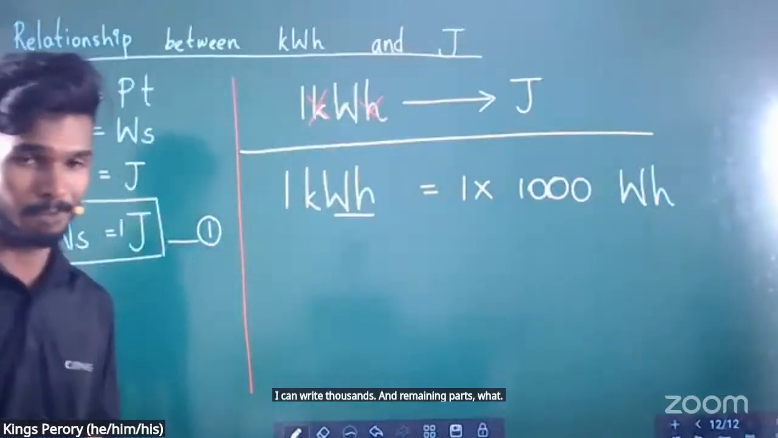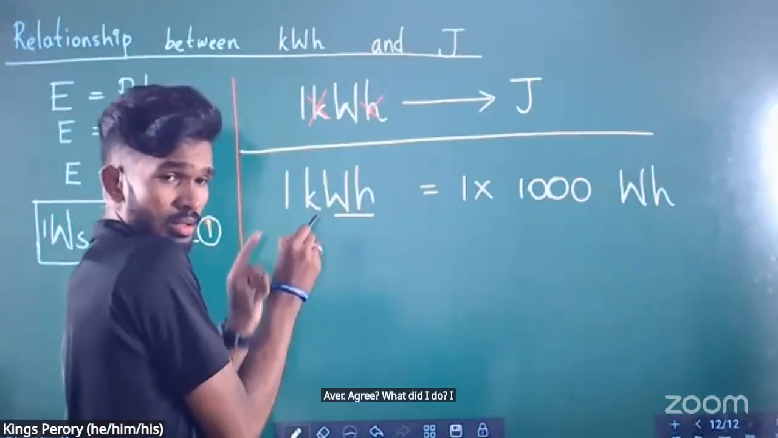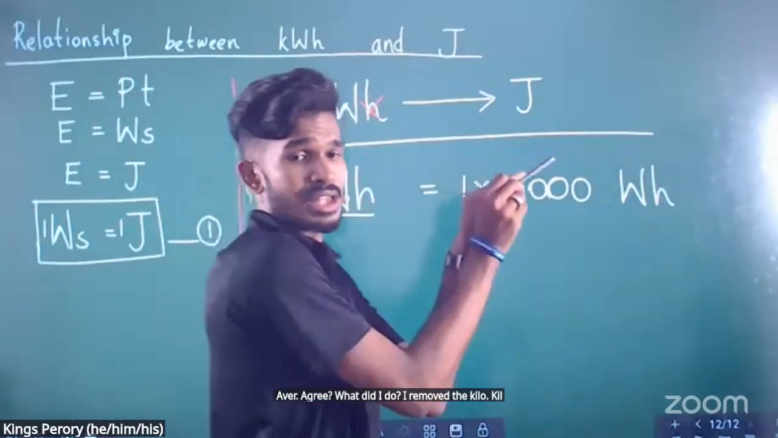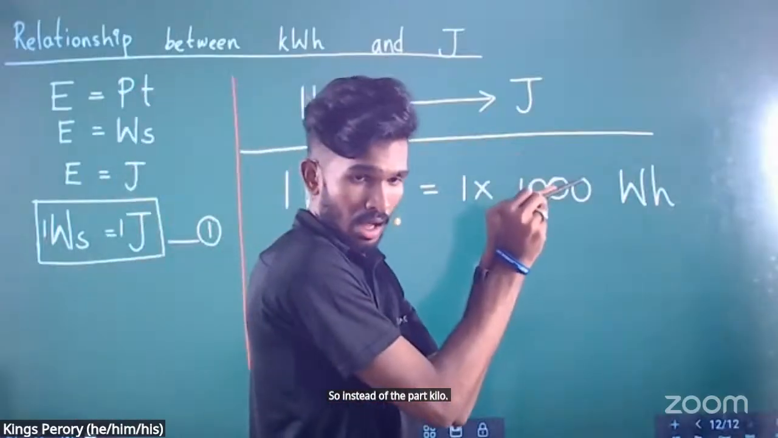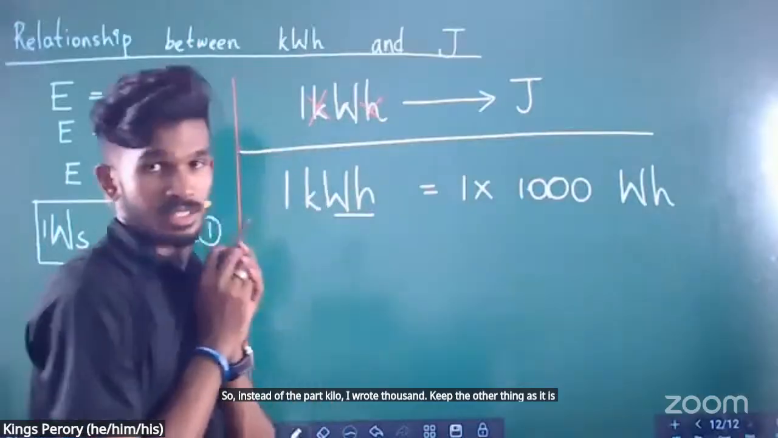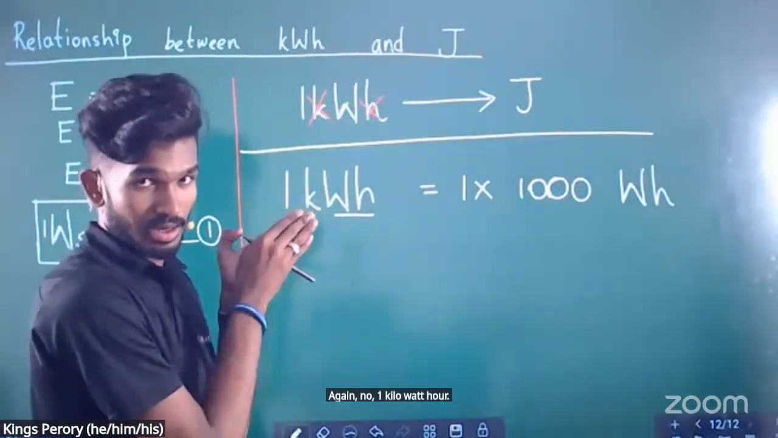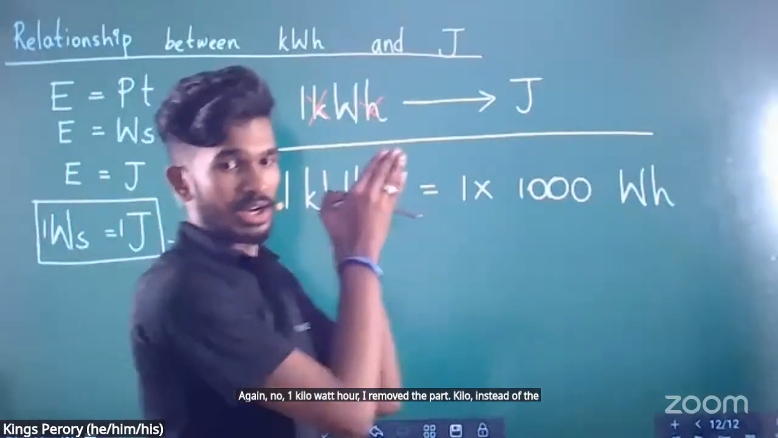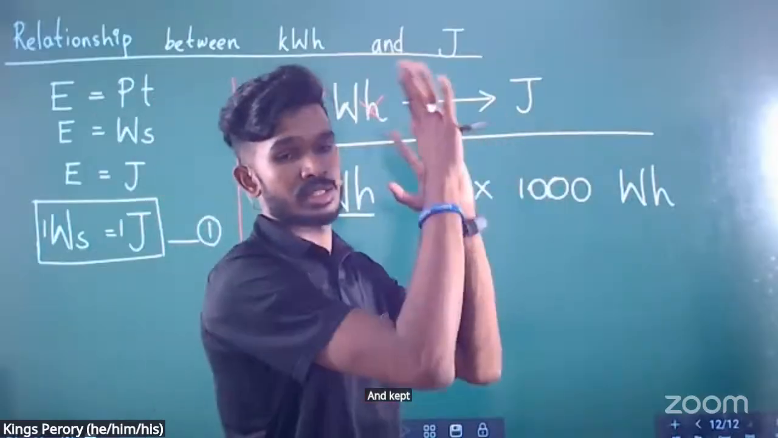Agree? Yes. What did I do? I removed the kilo. Kilo means 1000. So instead of the part kilo, I wrote 1000 and kept the other thing as it is. Again, look, 1 kilowatt hour. I removed the part kilo. Instead of the part kilo, I wrote 1000 and kept whatever else as it is.